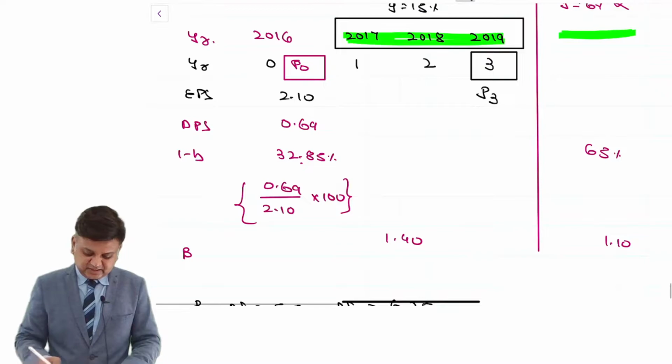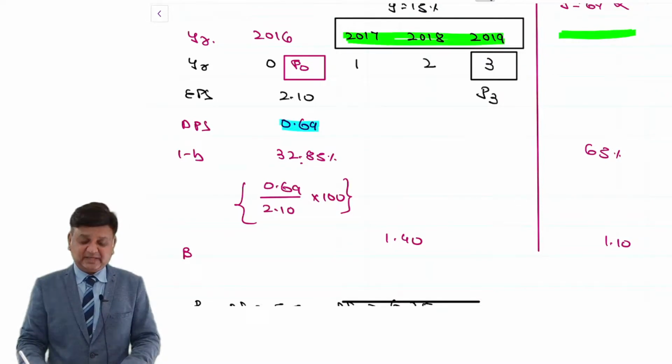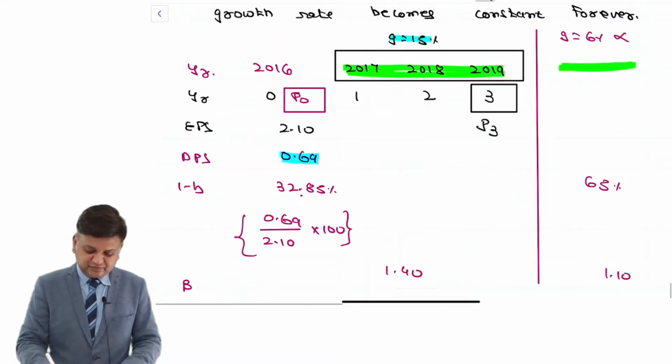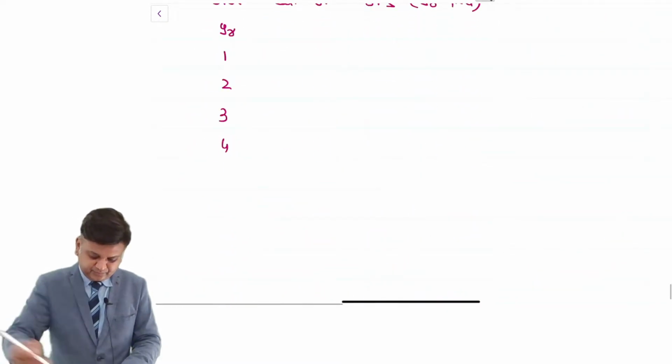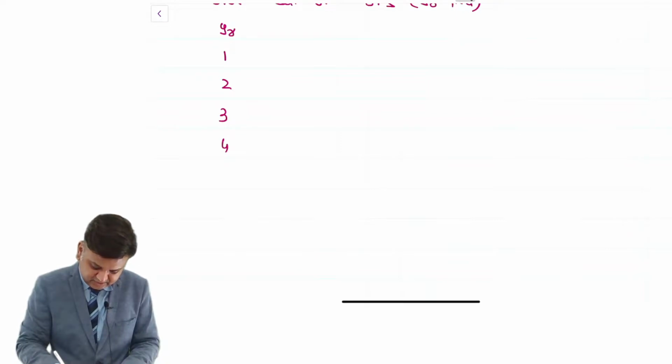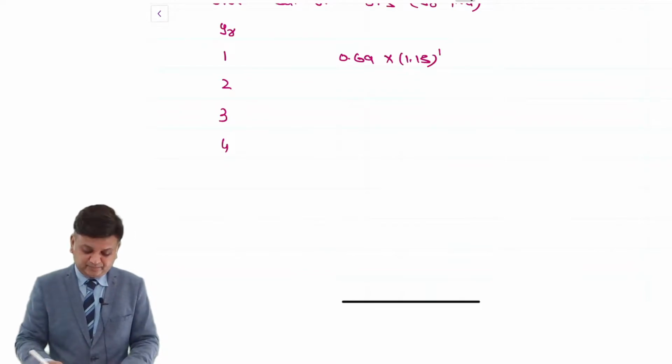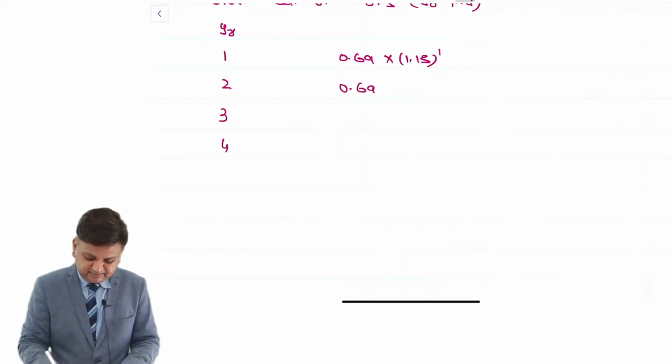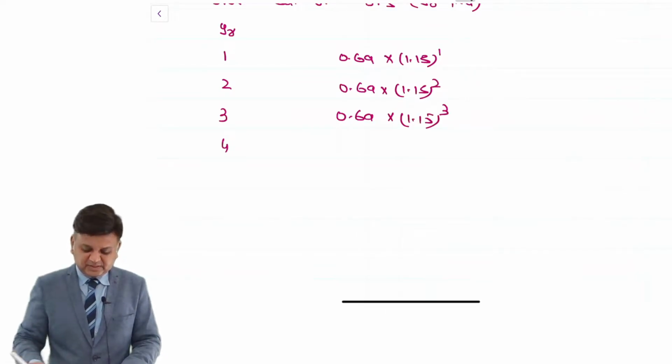We understand that for the recent year, the dividend paid is 69 paise and the growth rate is 15%. So we can do the working like this: 0.69 into 1.15 raised to 1. Subsequent year the same, and the third year it is the same. This is the way you can do it.